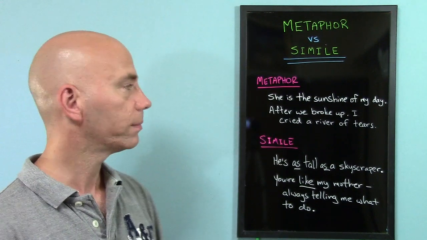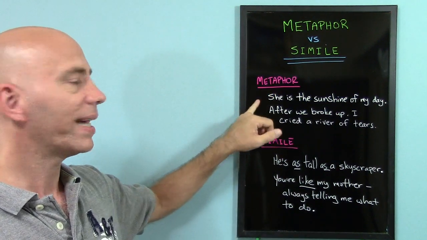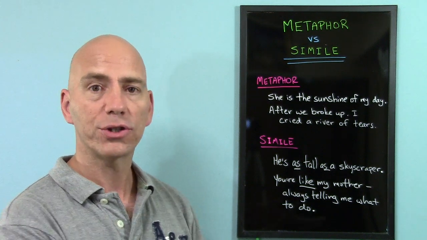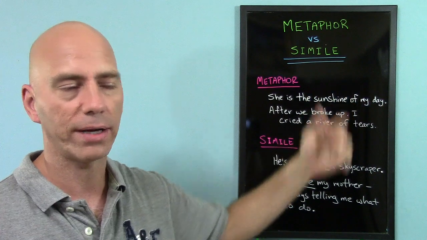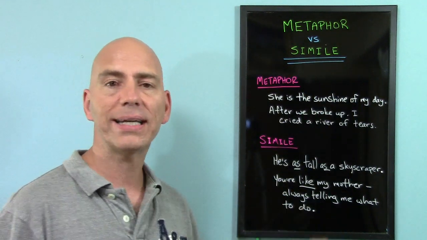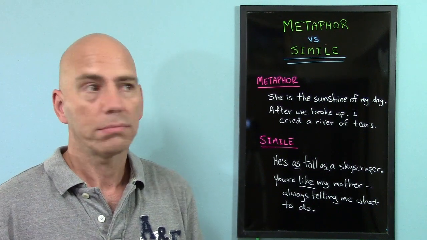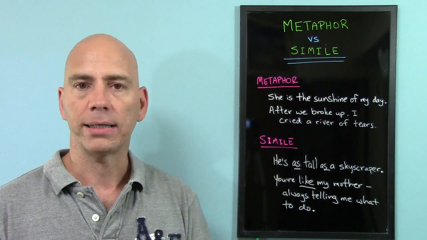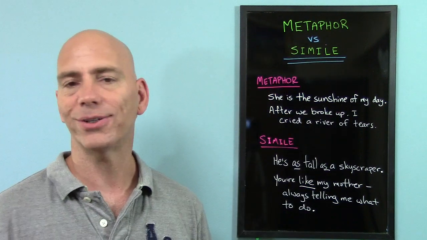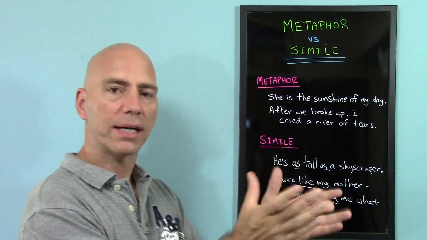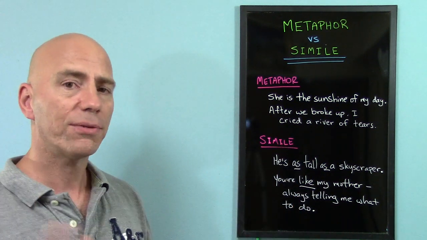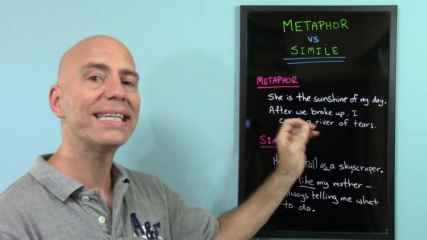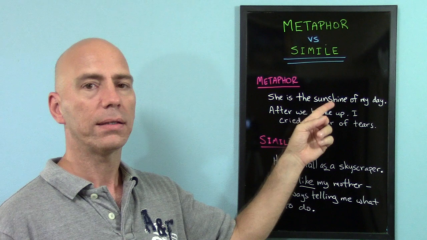Now, with a metaphor, when I say, "She is the sunshine of my life," obviously she's not actual sunshine. Life, day, whatever. If I say that she is the sunshine of my day or the sunshine of my life, she's not actual sunshine. She's a person. She's special to me, and when I see her, she makes my day brighter and happier. So I'm using the word sunshine here to describe her. Now, the difference here is I didn't say she is like sunshine. I said she is the sunshine of my day. So this is a metaphor.